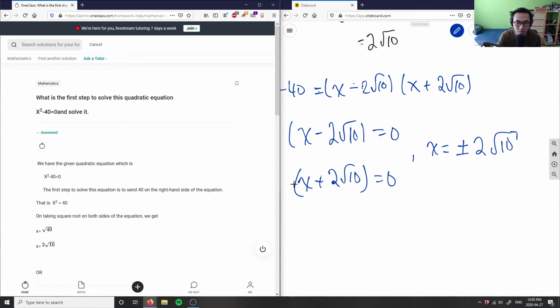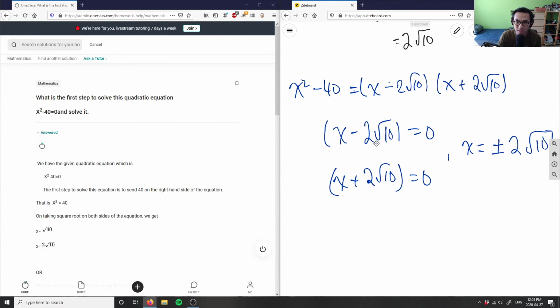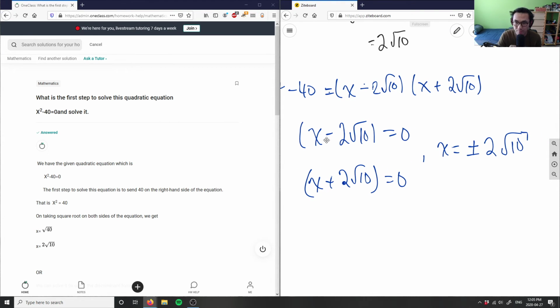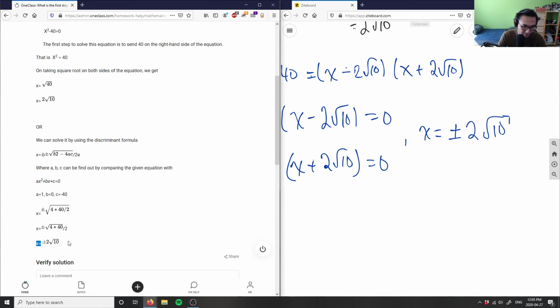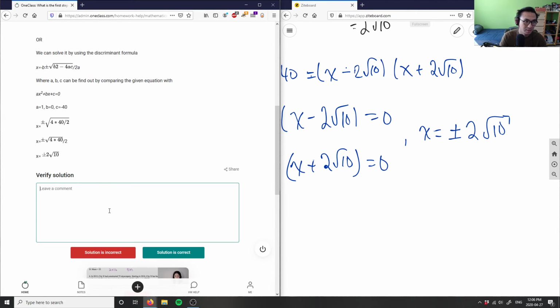When you factor this out, you get two roots. You get this one and this one as well. For this one, you get positive, and for this one you get negative 2 root 10. In this case, they used the quadratic formula, and then they wrote plus or minus 2 root 10. So this solution is correct.